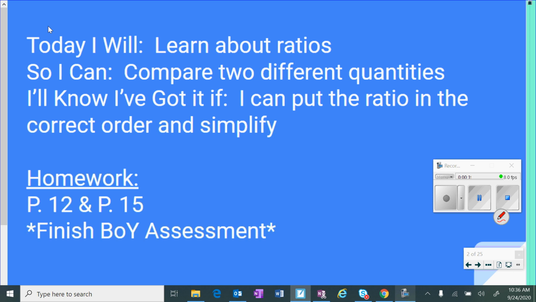Do not forget to finish your BOY assessment at the beginning of your assessment. That closes tonight. So if you don't finish it tonight, I don't know how I can reopen it.